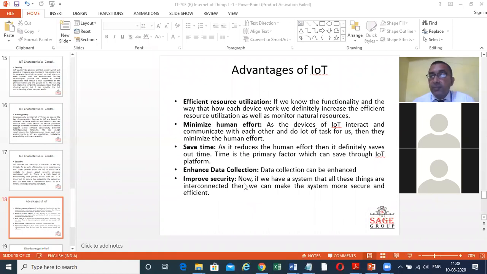Human efforts can be minimized, which depends on the IoT, as you see very much in industries also. We can save time because when we use the IoT, it will be very fast. We can enhance data collection with the help of the IoT. And again, improved security: we have to improve the security, and we can also improve the security with the help of the IoT. The main concern is how we can improve the security.